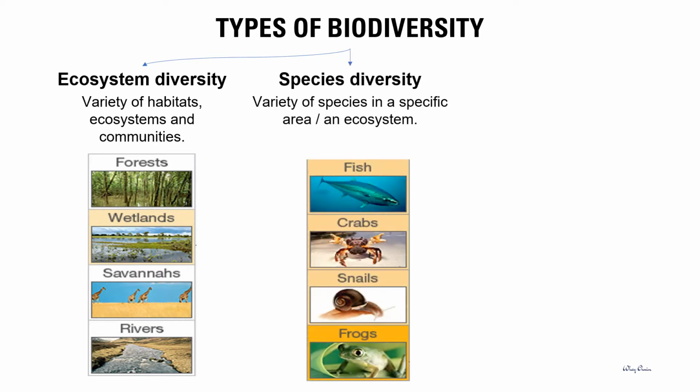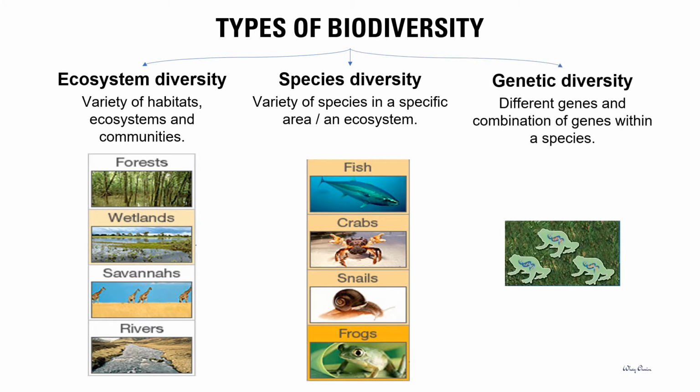Second, biodiversity can be studied based on species, which is species diversity, the variety of species in a specific area or an ecosystem. The last is genetic diversity. That means if we focus on a species, they can show different genes and combinations of genes. Let's study with the examples.